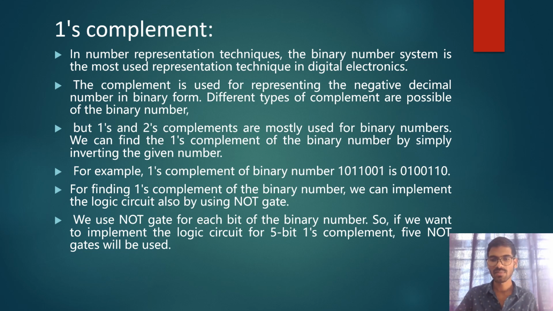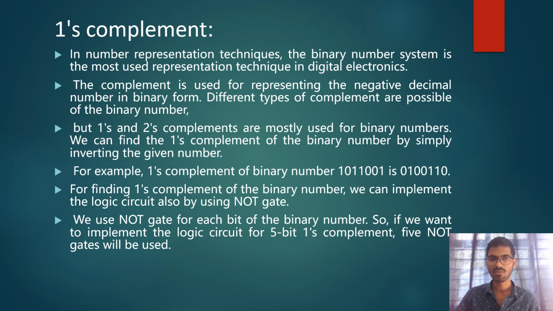We use a NOT gate for each bit. For each bit, we add a NOT gate. If we have 8 bits, we add 8 NOT gates. If we have 4 bits, we have 4 NOT gates. Let us say an example. Here we have 5 bits, so we have 5 NOT gates. If we have 8 bits, we have 8 NOT gates. Similarly, however many bits we have, that number of NOT gates we will use to obtain one's complement.